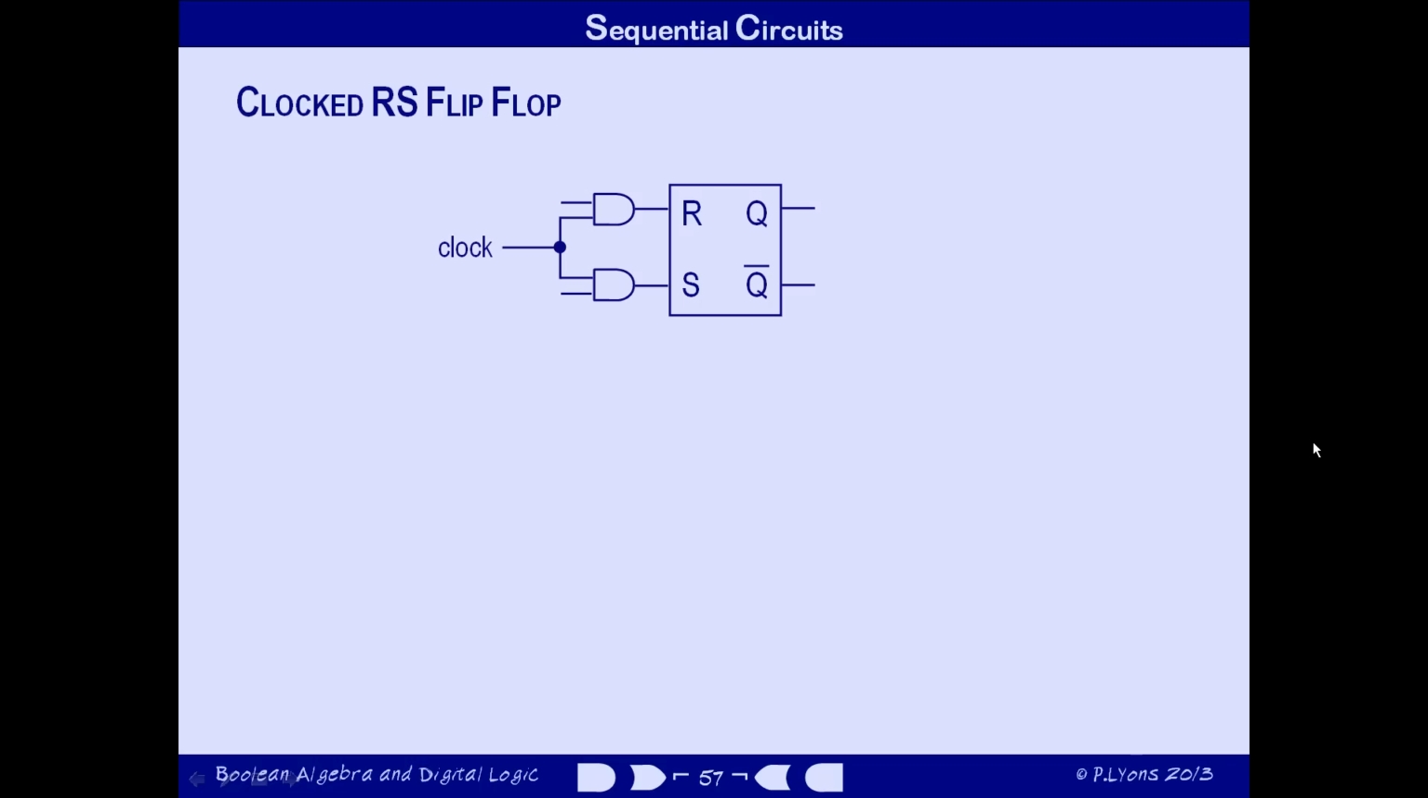So in the circuit we're looking at here, when the clock signal is low, then it doesn't matter what the R' and S' inputs are, because the inputs to the RS flip-flop are both low. So it's in memory mode. When the clock input is high, on the other hand, the data inputs R' and S' get through to the RS flip-flop. And by making R and S different, we can load a new value into the flip-flop.